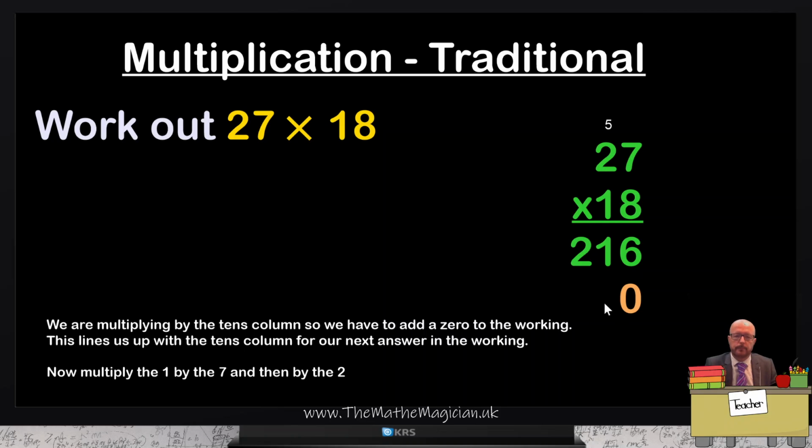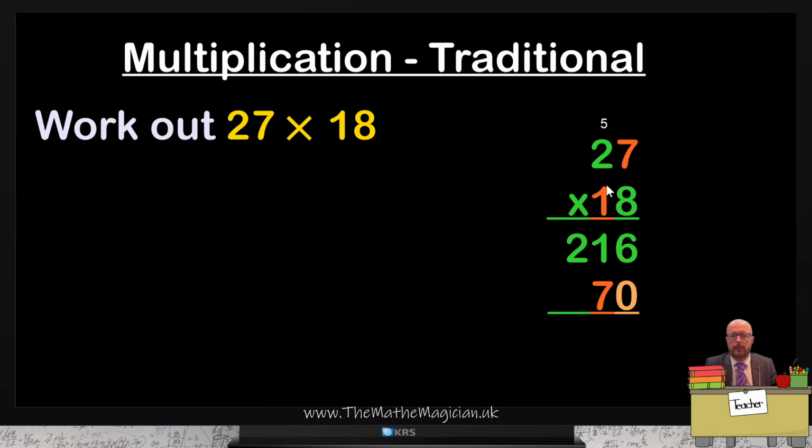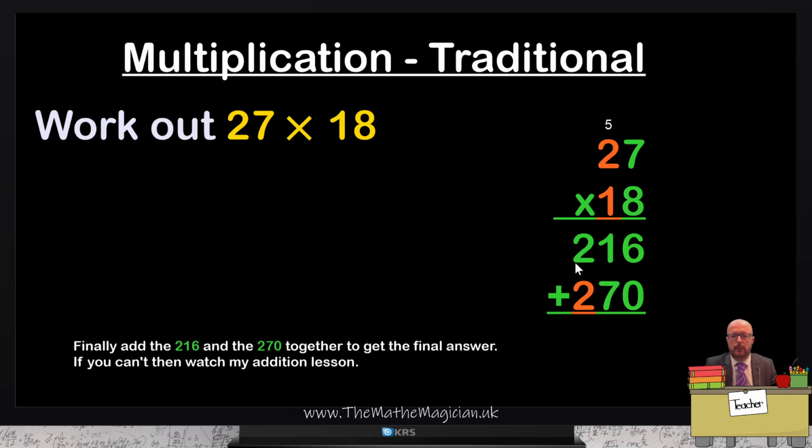Okay, so what we do is we now do 1 times 7. So 1 times 7 is 7. Then we do 1 times 2. 1 times 2 is 2. And now we've finished doing the working out. We can now do the last bit, which is adding these numbers together. If we add 216 to 270, we go 6 and 0 is 6, 7 and 1 is 8, and 2 and 2 is 4. And we may have to do some carries in future questions.